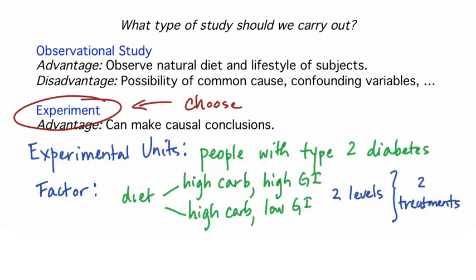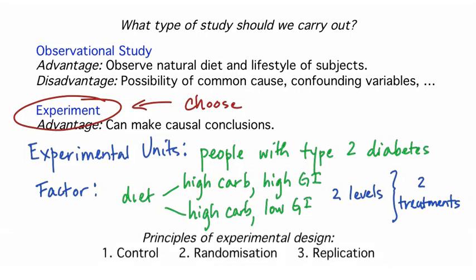Remember that the principles of experimental design are control, randomization, and replication. And we'll now talk about how each of these was implemented in the CCD study. The first principle of design is to control what we can.